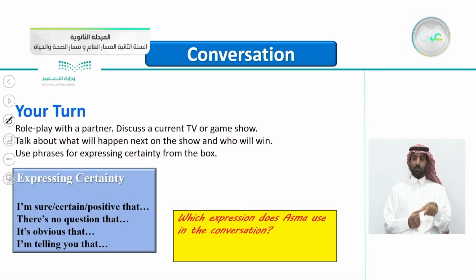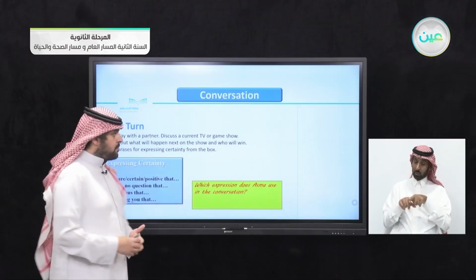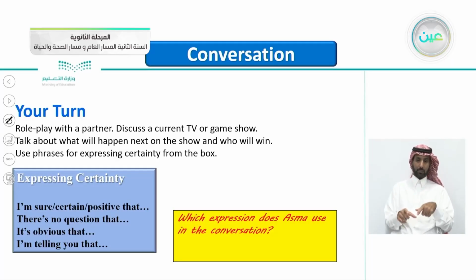Role play with a partner. Discuss a current TV or game show. Talk about what will happen next on the show and who will win. So just imagine a show that you and your friend role play here. Use phrases for expressing certainty from the box. Here's the box of expressing certainty.